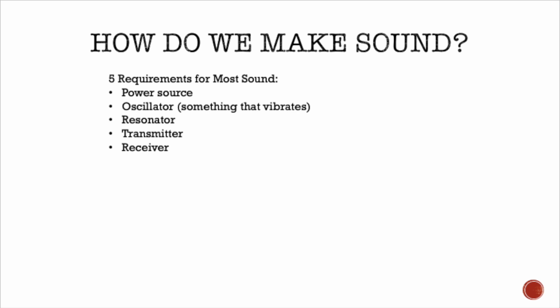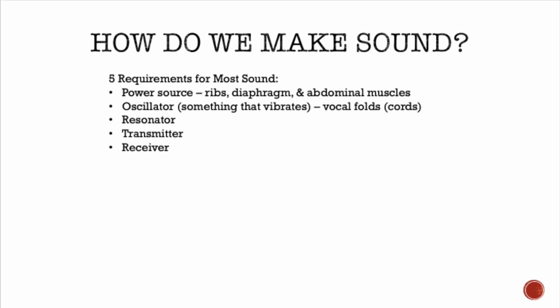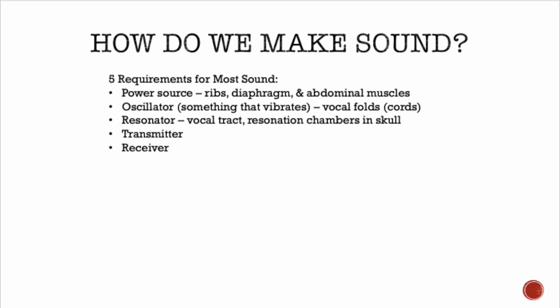When it comes to the human voice, our power source is our ribs, diaphragm, and abdominal muscles. And then from that initial source of power, it travels up to our vocal folds, or cords, and those vibrate together very rapidly. Then that travels up through our vocal tract, and resonates in these things called resonation chambers in our skull. And then, as this happens, we release the sound out into the air, and it gets transmitted, and then it is received by our ears and brain. And this process is actually very quick. By the time that sound reaches your ear, your brain interprets it in literally 0.05 of a second.